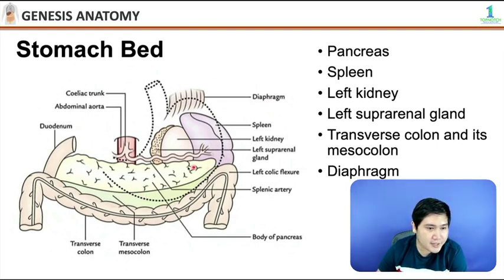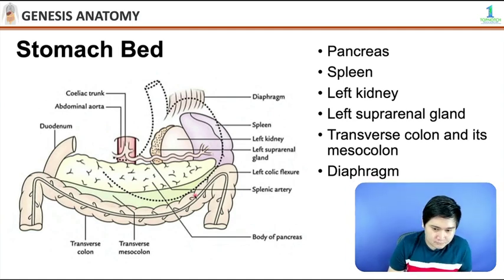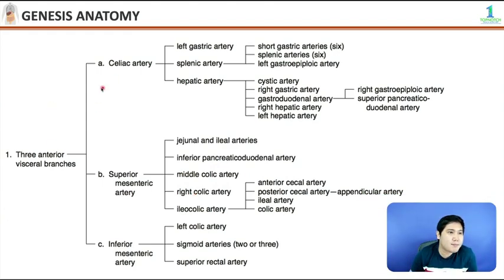Another picture here, the dotted lines are our stomach. So it includes the pancreas, the spleen, left kidney, left adrenal, the transverse mesocolon and the colon itself, and the diaphragm. You will see this image in your handout.